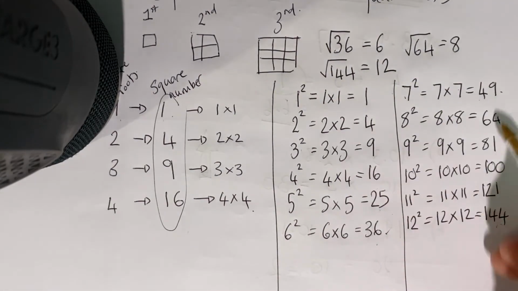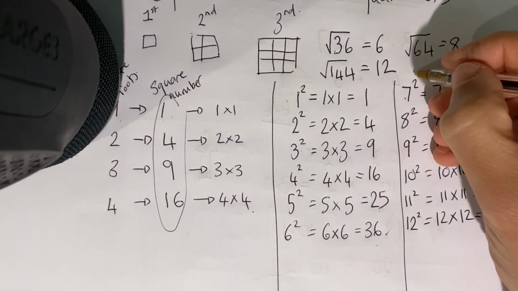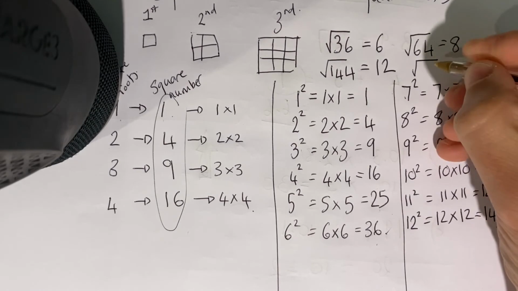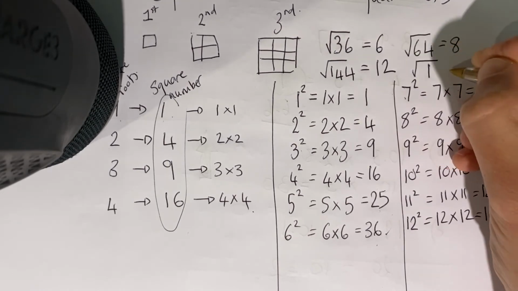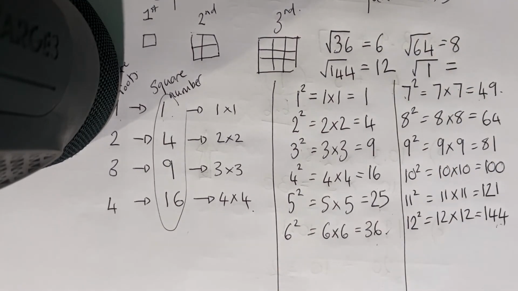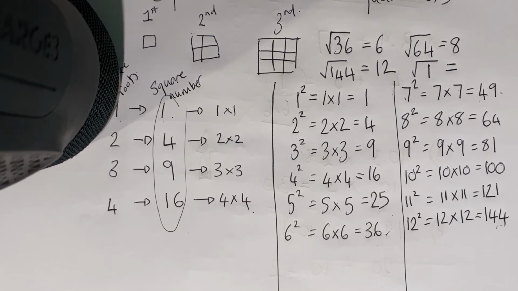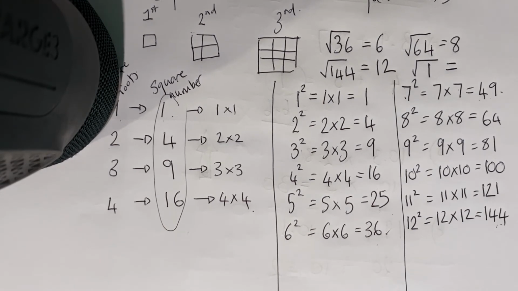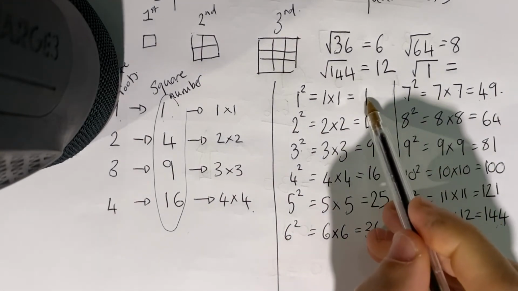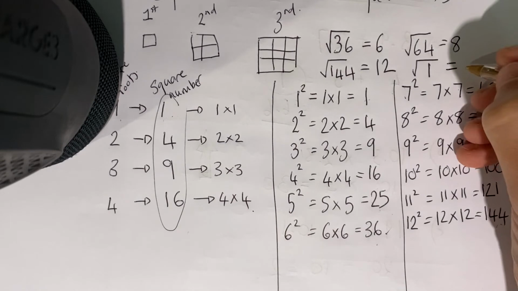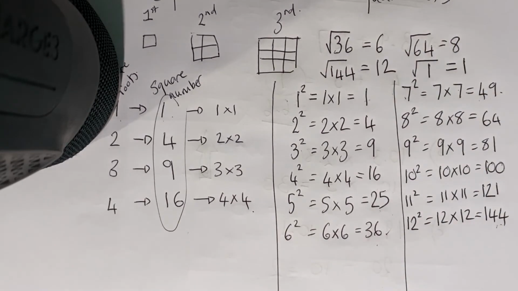Let's do one more, and I've got a little bit of space here. Let's have the square root of 1. So what is the square root of 1? Have a look at the list. Here we go, here's 1. The square root of 1 is 1.